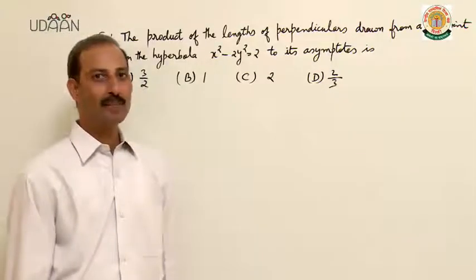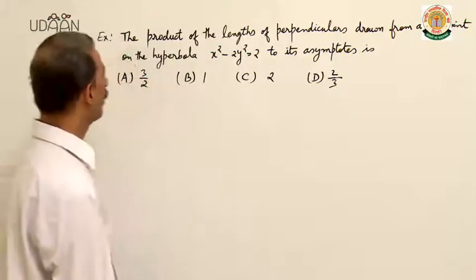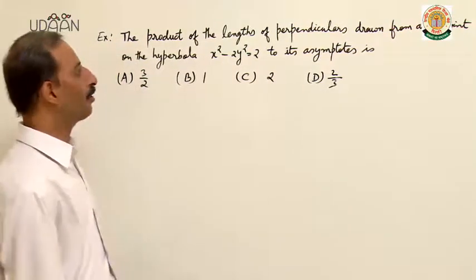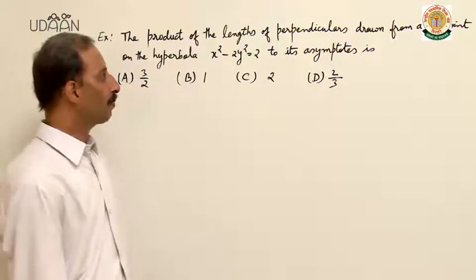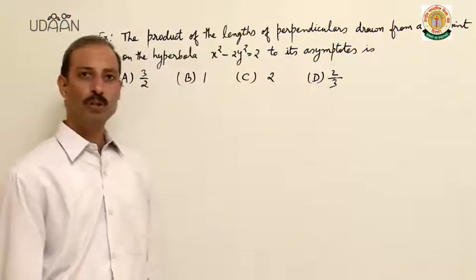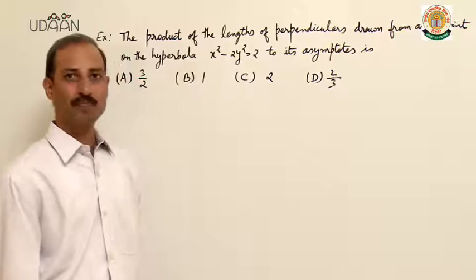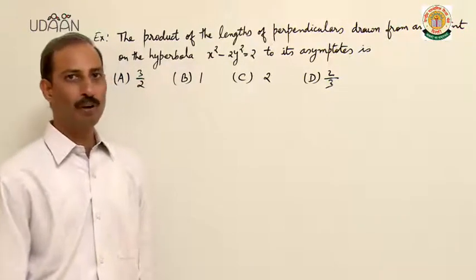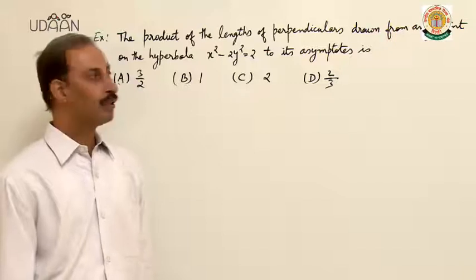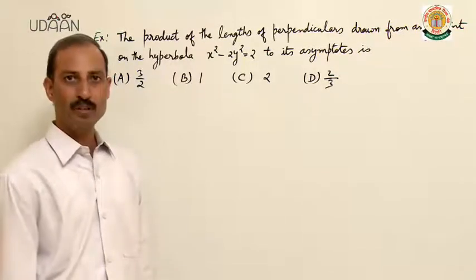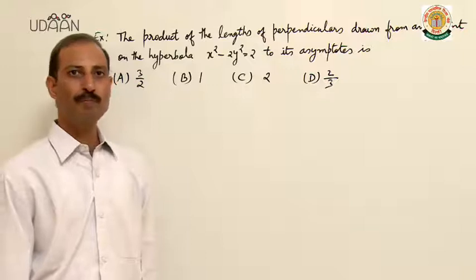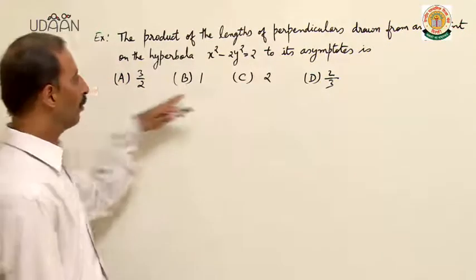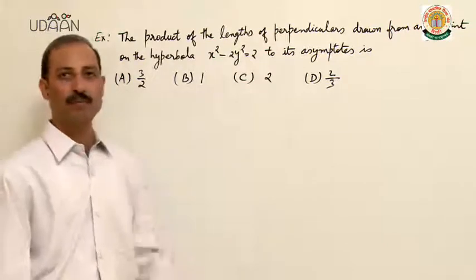Children, next example based on the asymptote. The product of the lengths of the perpendiculars drawn from any point on the hyperbola x square minus 2y square equal to 2 to its asymptotes is. From the hyperbola there is a point. From that point we have drawn two perpendiculars on the asymptotes. So what is the length of the perpendiculars and their product? So we have to find out the product of the lengths of the perpendiculars.